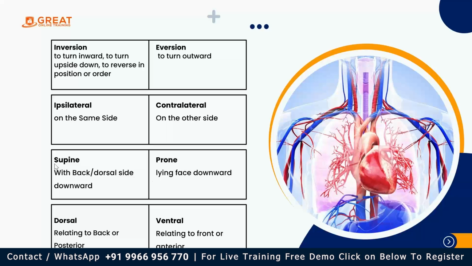I got this question while in my CPC. Supine position. They give this term in this line and ask what this position is called. So like this, straightforward questions they will ask, and it is easy to score in this section. Okay. Then dorsal means relating to the back or posterior, and ventral means relating to the front and anterior.